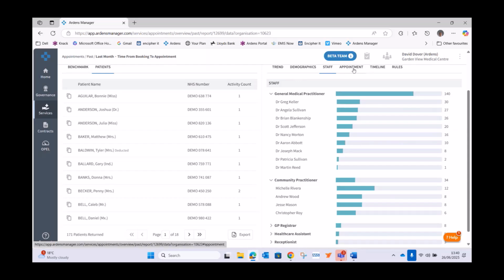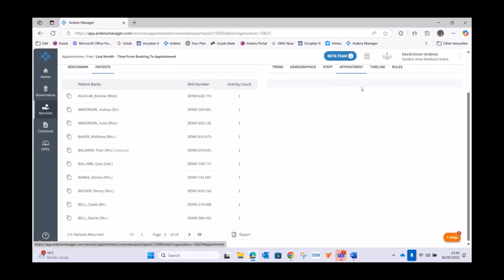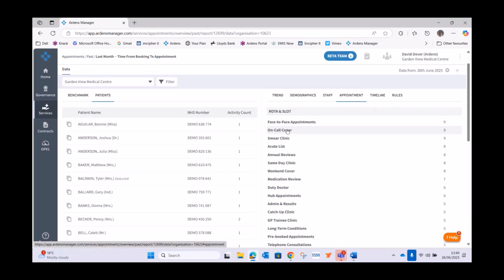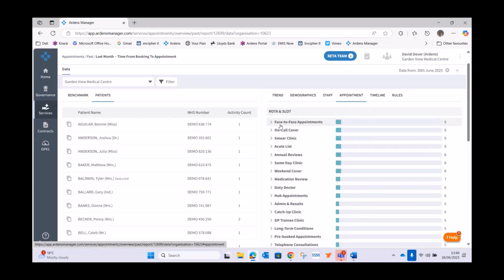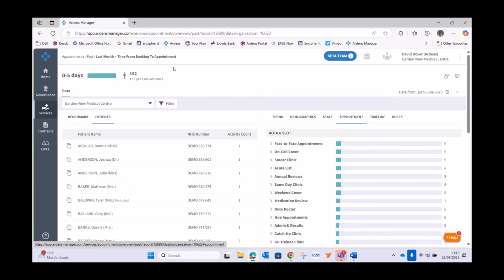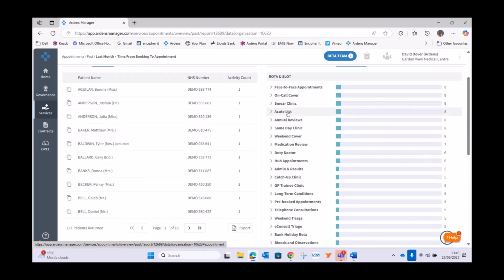This is a fairly new addition to Ardens Manager, where I can see the actual appointment slots and rota types have come into here as well. So again, those patients are being seen within the 5 days. You'd expect that there would be fairly urgent appointments that people need to be seen in. But again, maybe looking at, when we've got these acute lists, should some of these patients have been seen in those annual review clinics or not? Should it have been more of a routine appointment that they booked in if it was just for their annual review?